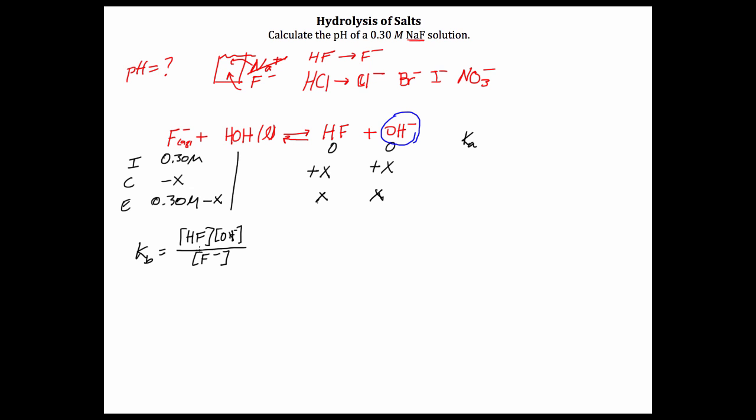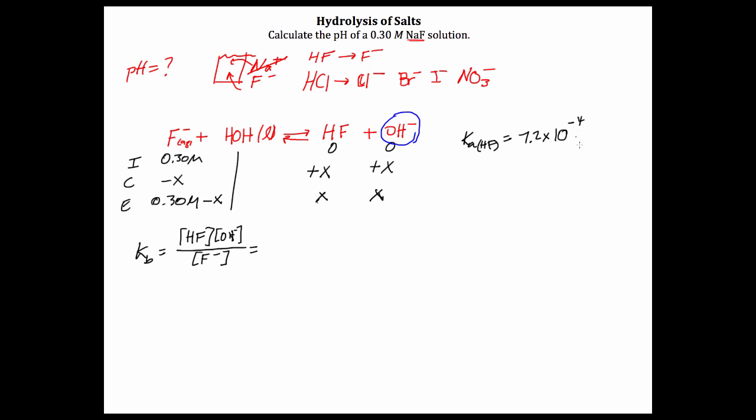Remember, water doesn't show up, and I'm just following the same rules that I did for all of the other equilibria. Now, what I need here is a Kb. Okay, this is where I was kind of jumping the gun by writing Ka. What I need is a Kb, but I don't have it. If you try looking for it in a table, you're not going to find it, because what we do know is the Ka of our weak acid, because we know that this anion comes from hydrofluoric acid. So I can look up the Ka for hydrofluoric acid, and that comes out to be 7.2 times 10 to the minus 4.